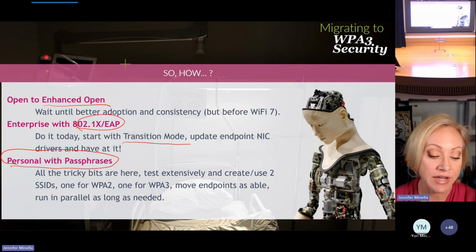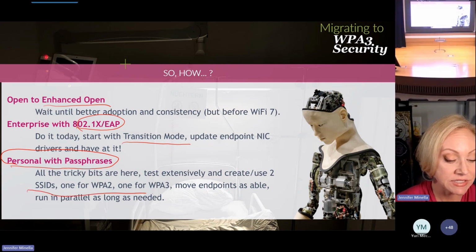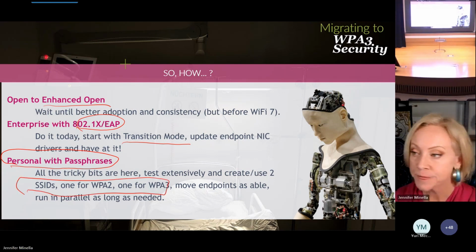And in that particular case, I would use two SSIDs, just like you guys said there.